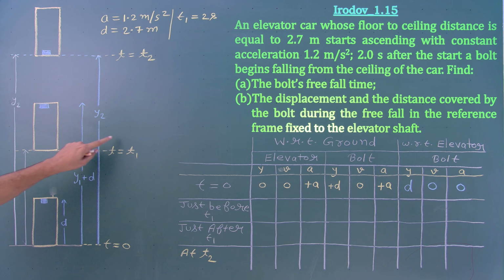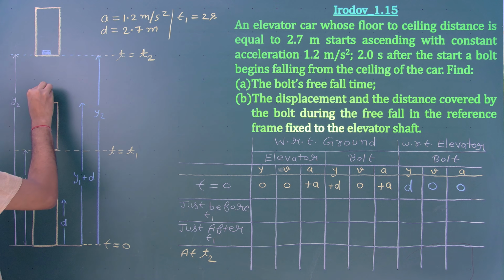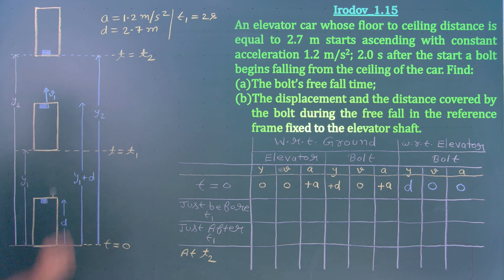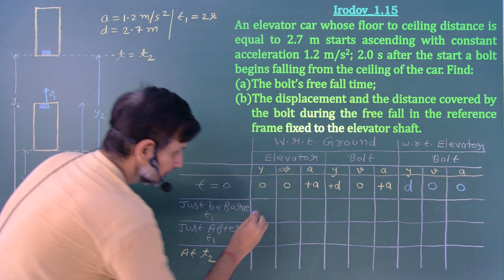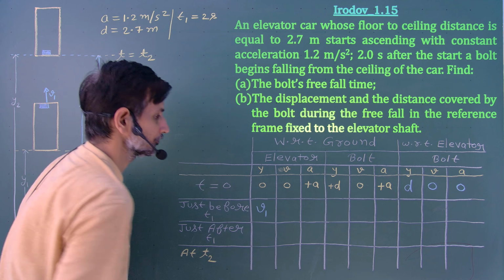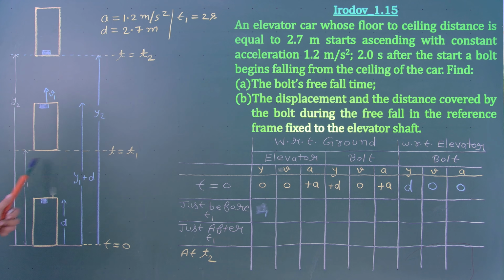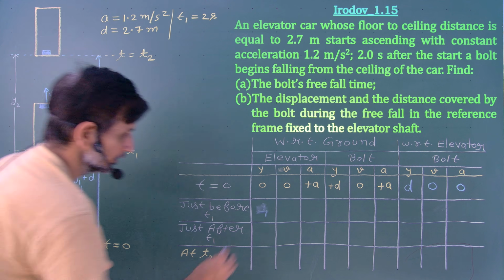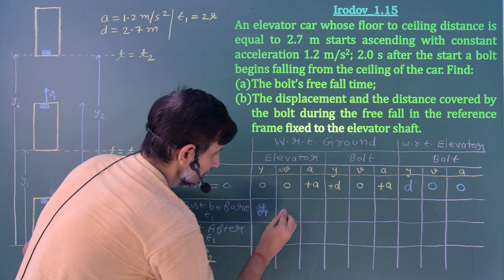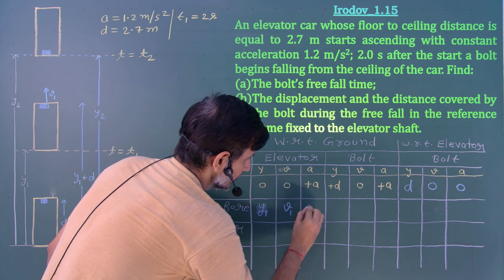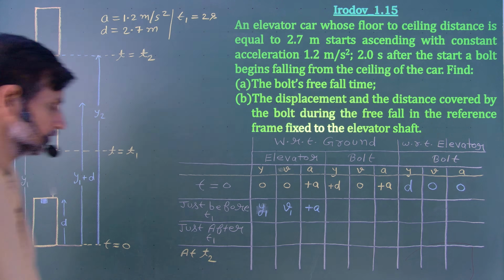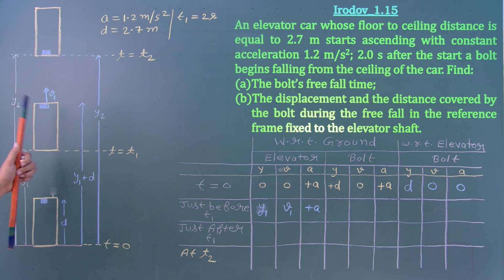Now at time t1, bolt starts falling. So I consider just before t1. Just before t1, this lift will move with a certain velocity. I don't know, so I name it v1. So the velocity of elevator is v1. Position first. So position of elevator from ground is y1. Its velocity is v1, but its acceleration is a. Okay. What is the situation for bolt?